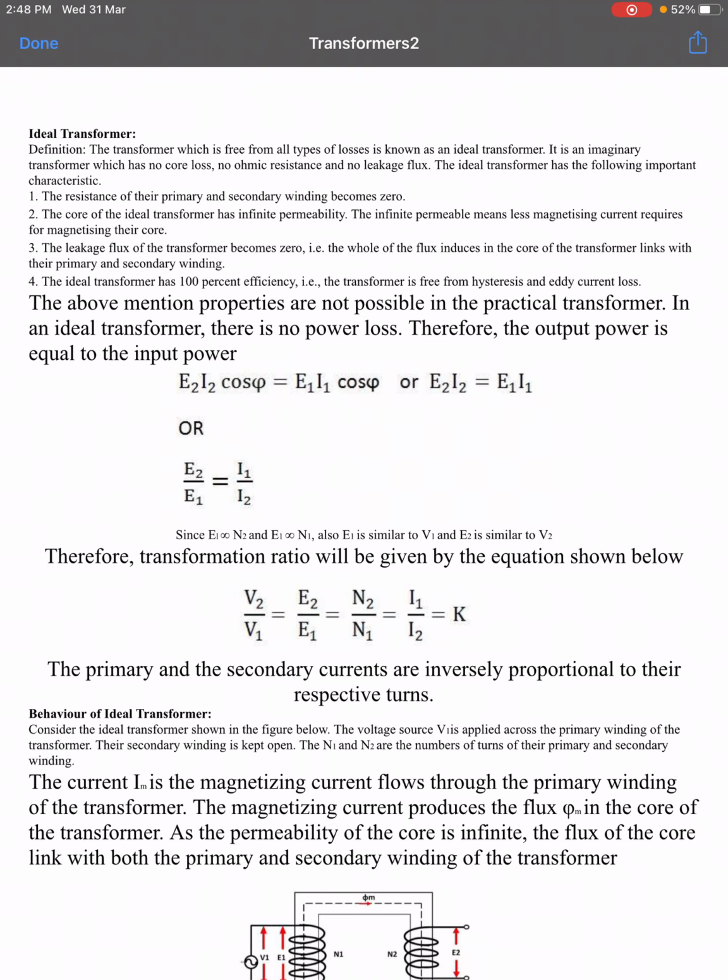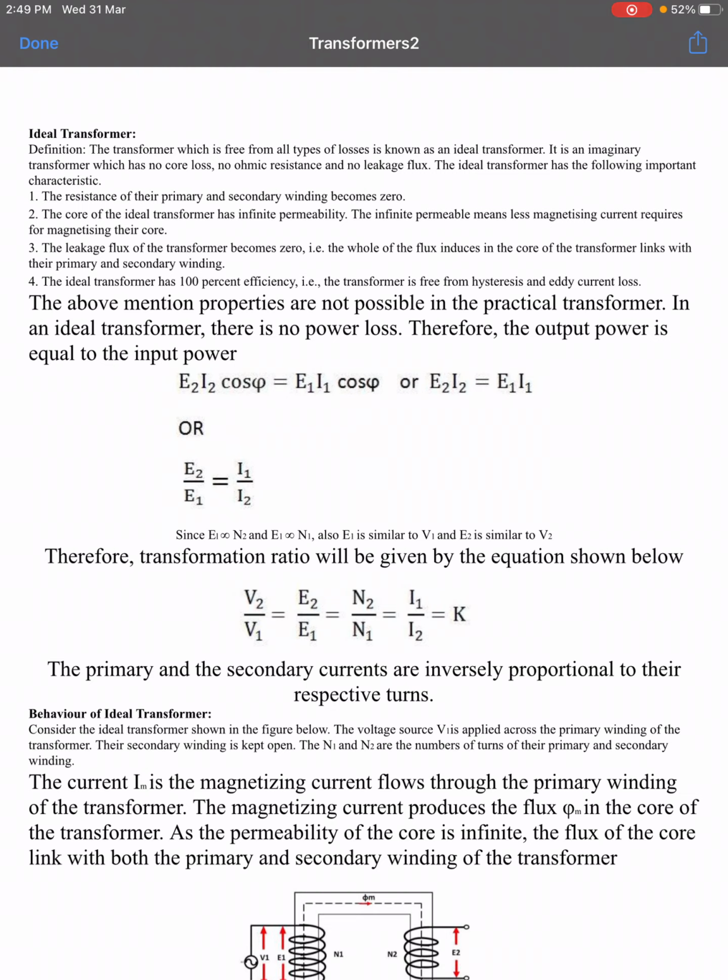These properties are not possible in a practical transformer. In a practical case, we have losses, core losses as well as copper losses. Only in the ideal case is there no loss, so we don't have any power loss. So the output power is equal to the input power. We don't have any core loss or copper loss. Therefore, the output power is always equal to the input power.